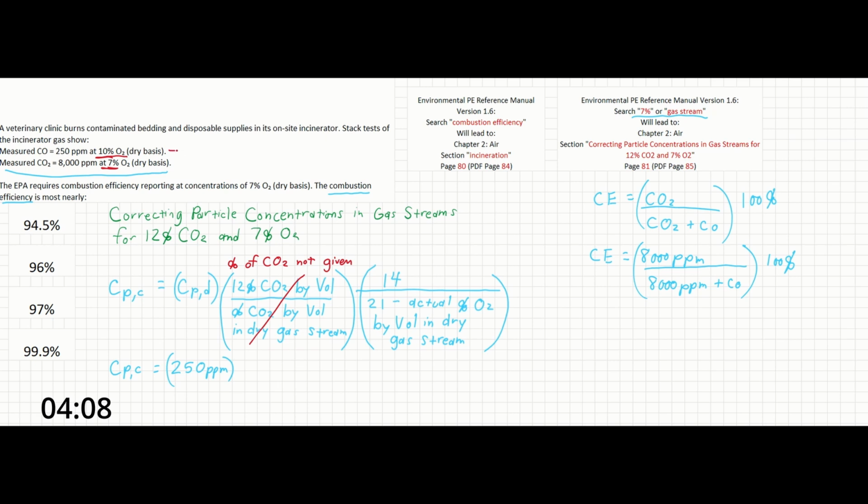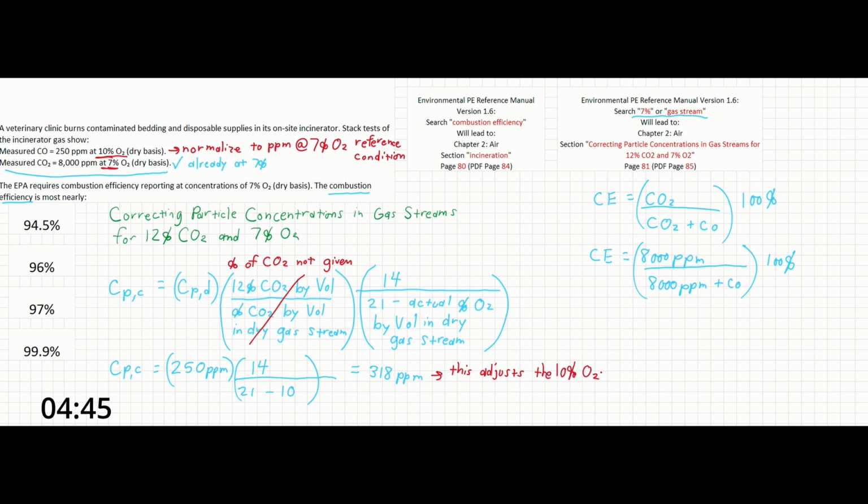Then we can subtract 10 from 21 due to the percentage of oxygen in the CO. This is how we will normalize this term to the required 7% oxygen reporting requirement. So we'll have 14 on the top here, and 21 minus 10 for the 10% up here in the CO. Solving this out, we will get just about 318 parts per million.